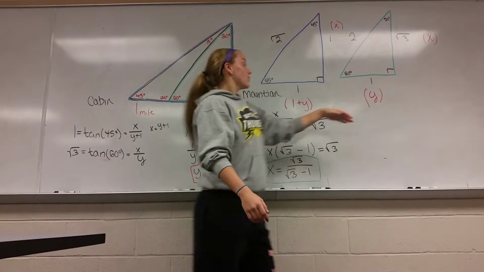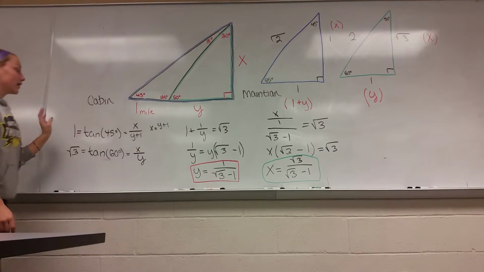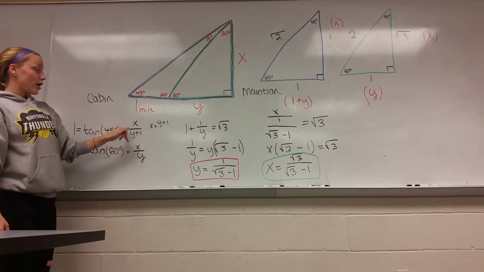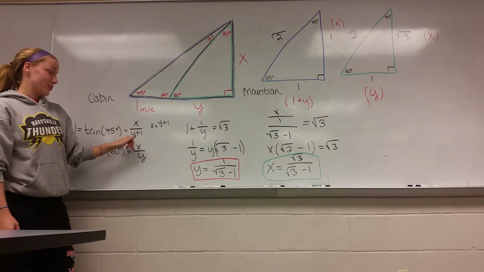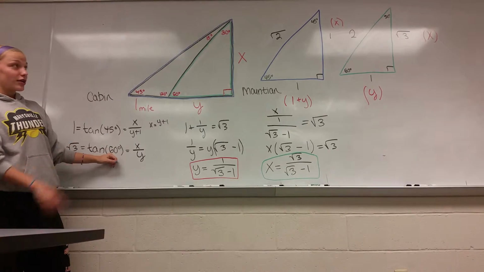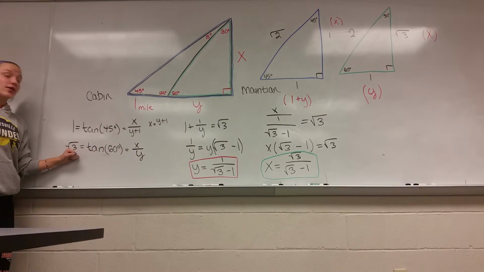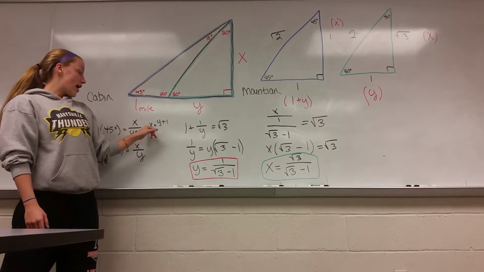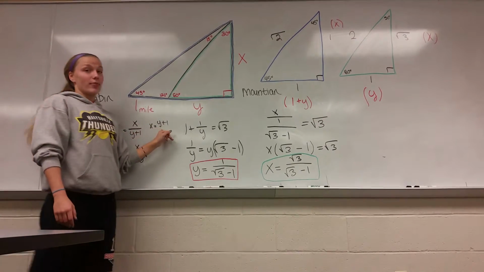So then we can come back over here and take the tangent of 45, which we know is equal to 1, is x over y plus 1. And then we're going to take the tangent of 60 for the 30, 60, 90 triangle, and know that the square root of 3 equals x over y. So then we're going to solve for x in this top equation and get x equals y plus 1.